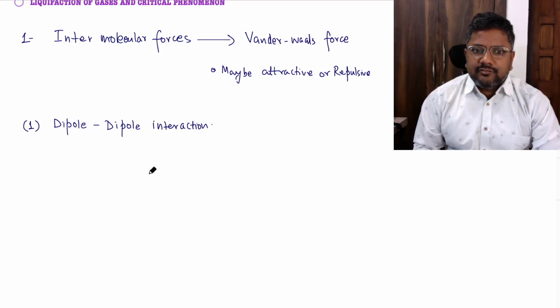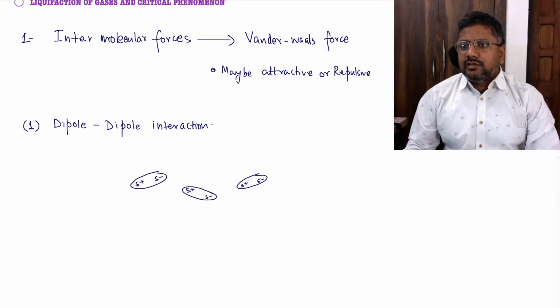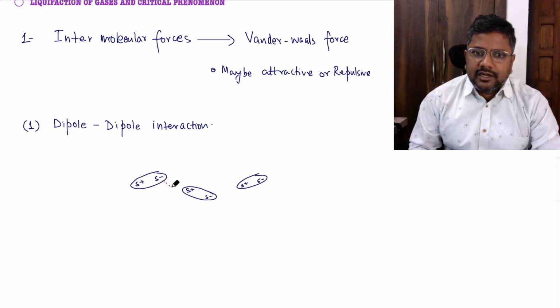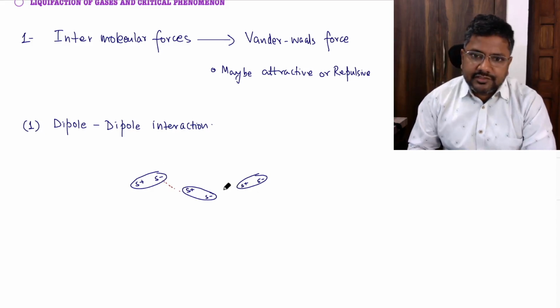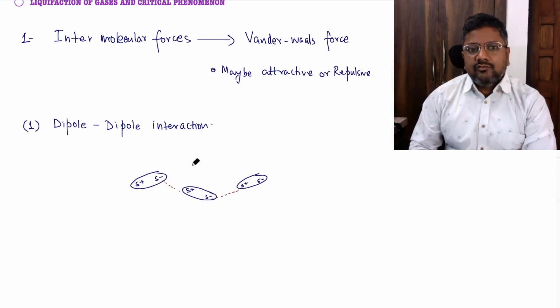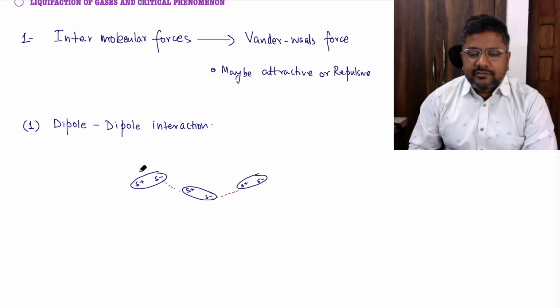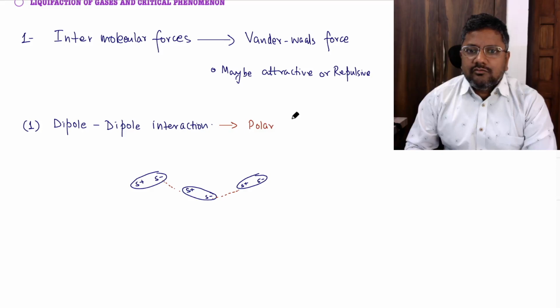So see, suppose that we have a dipole, this is negative, this is positive, positive, negative. So there is an attractive force present between these molecules, dipoles, basically polar molecules. So this dipole-dipole interaction is observed between polar molecules.